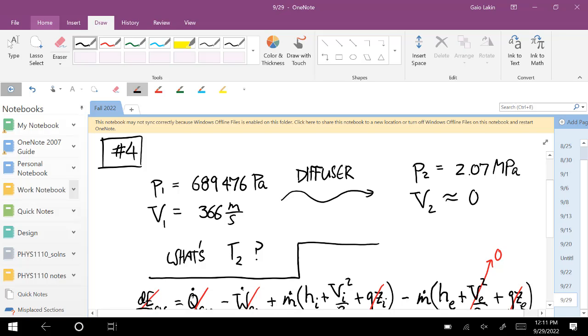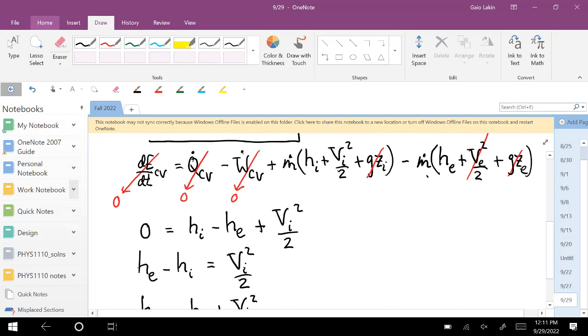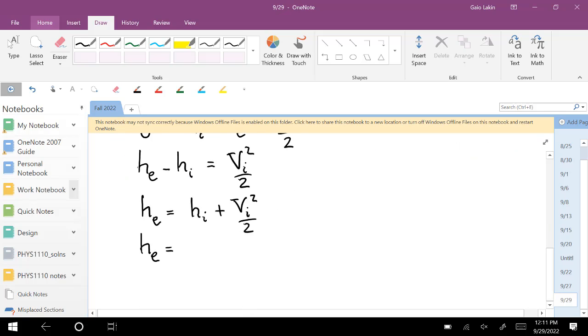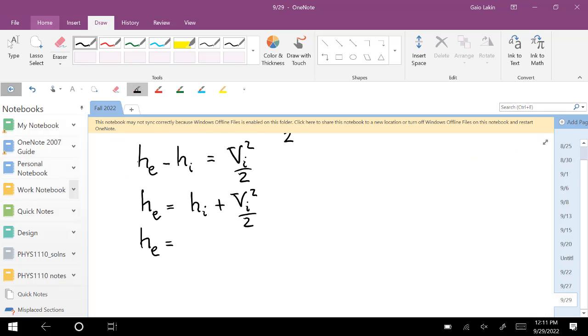So at the inlet, at the input, it's a saturated vapor, which means the pressure is enough for us to look up this enthalpy. So this inlet enthalpy is 261.85 times 10 to the third joules per kilogram.